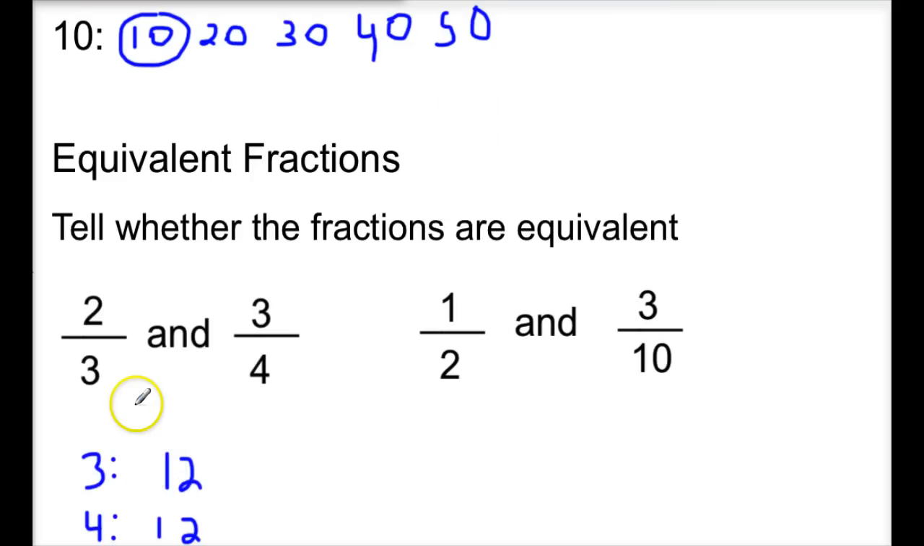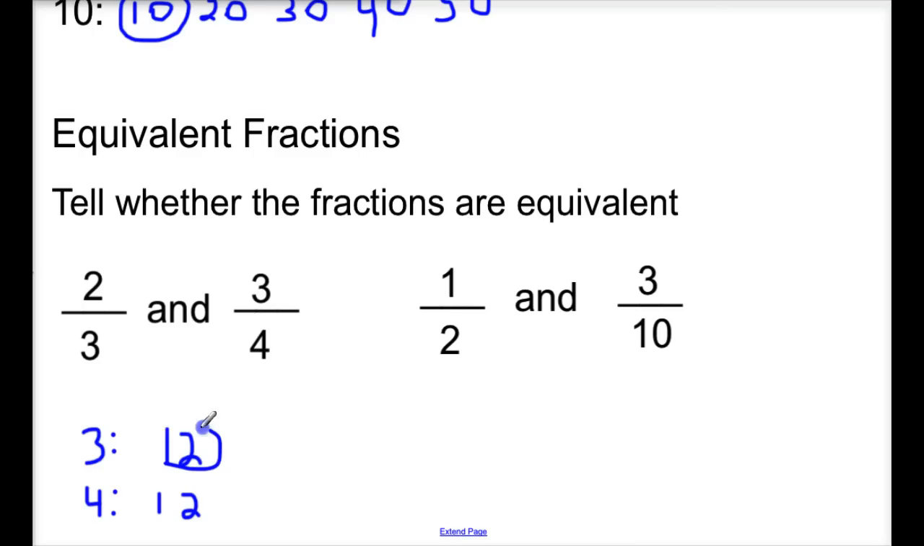So when we're looking at these two fractions, we know that they have a common multiple of 12. That we know. So the denominators are going to be the same. We're going to have 12 for this denominator and 12 for this one. But our numerators won't be the same. So we had 8 here and we had 9 here. And these fractions are therefore not equivalent. Why don't you pause the video and tell me whether 1/2 and 3/10 are equivalent or not. See if you can figure that out. So go ahead and pause the video. Okay, let's see how you did.